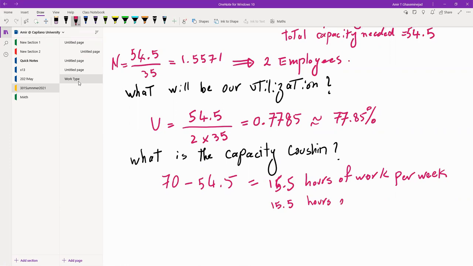15.5 hours of variations. Notice that the variation can be loss of capacity as the result of sickness. Also, you have 15.5 hours of work capacity just in case another order comes. You don't want to be fully loaded, and then you will have the cost of lost opportunity. While these two employees are doing their work, they're about 80% utilized, nice. And if some more work comes, you don't have to say no to that extra work. We are not unhappy that we have some extra capacity.